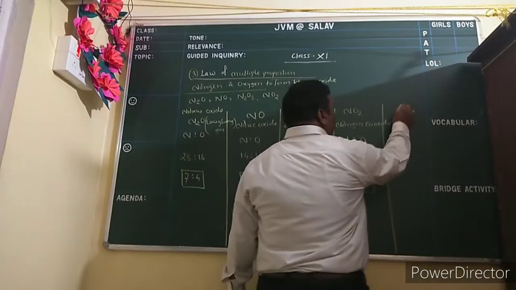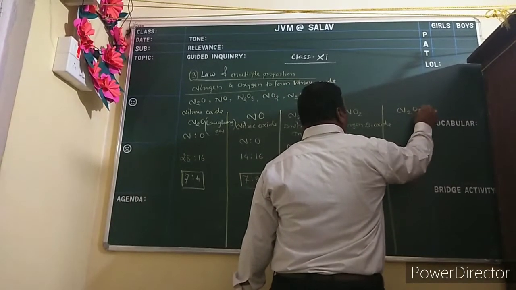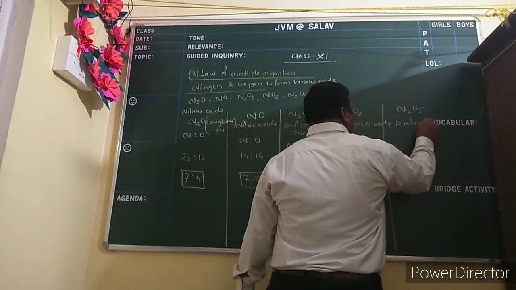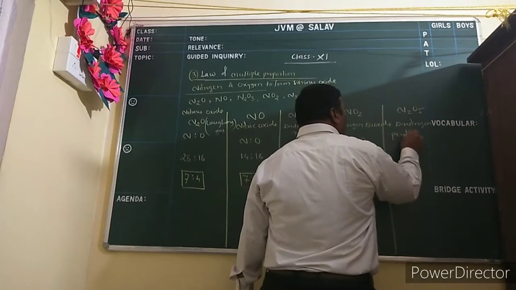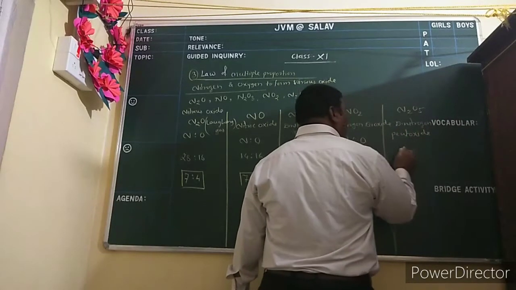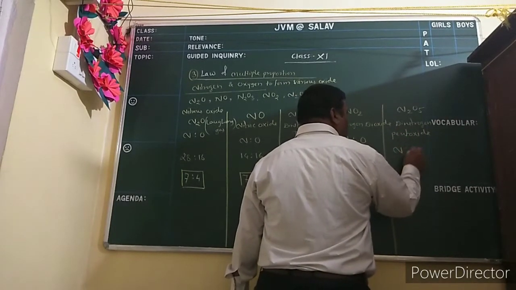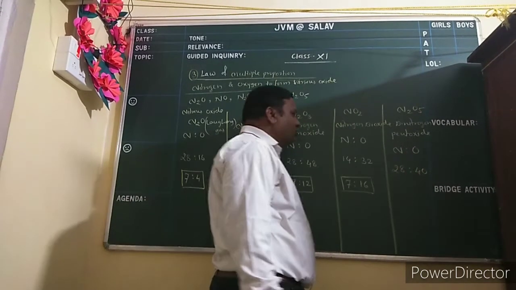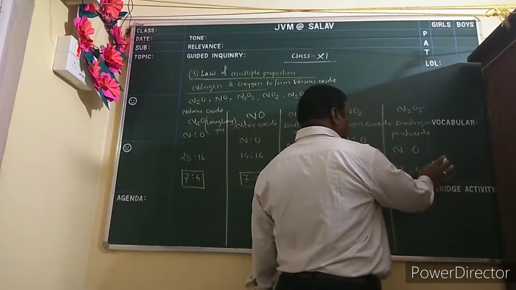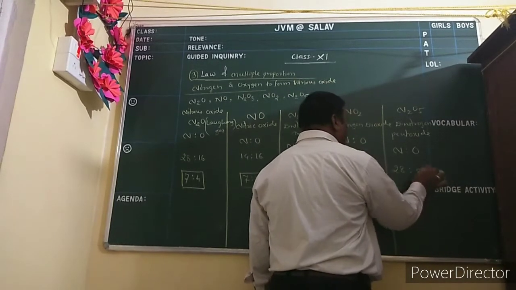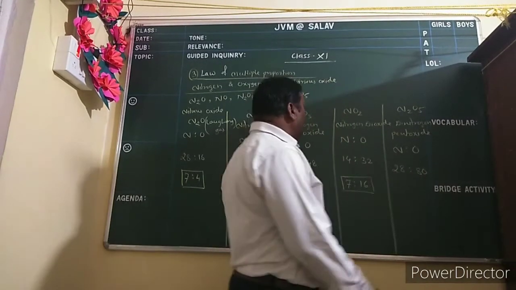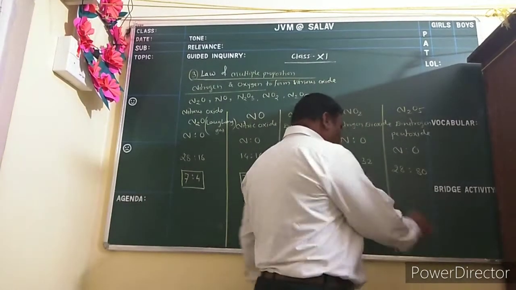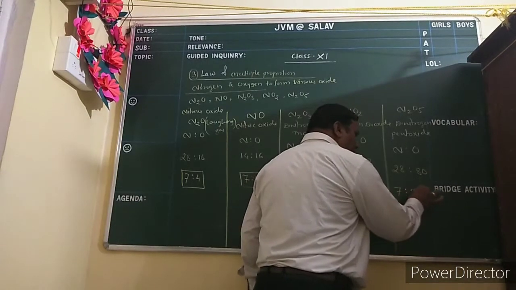At last, N2O5, dinitrogen pentoxide. So here nitrogen to oxygen is 28 to 40. Sorry, 28 to 80. What will 28 to 80 be? 28 to 80 means 7 to 20.